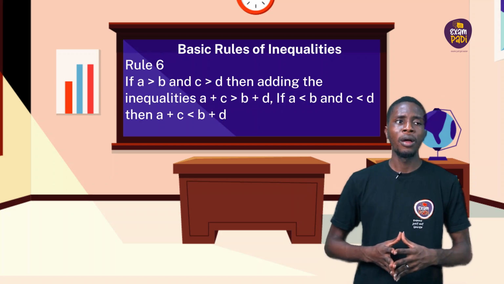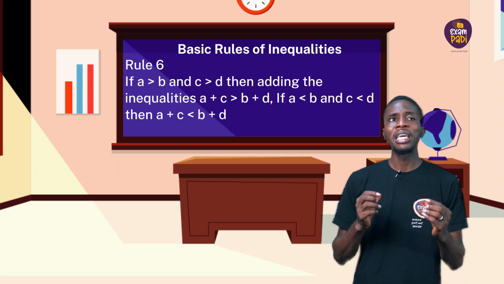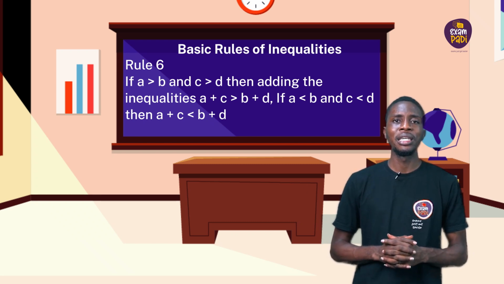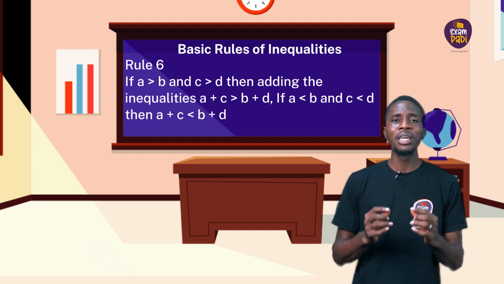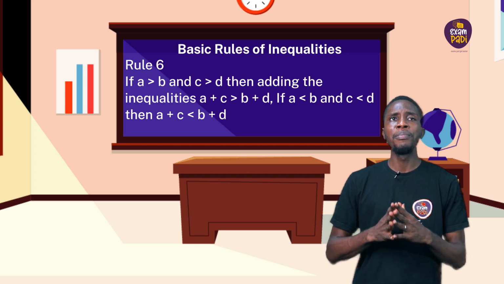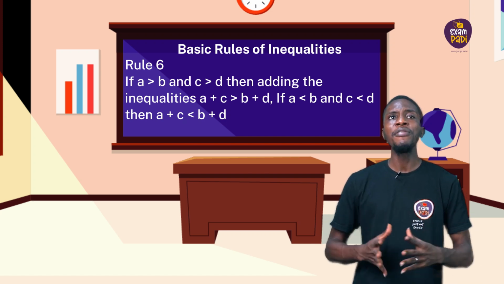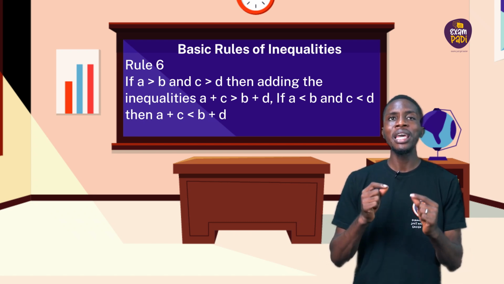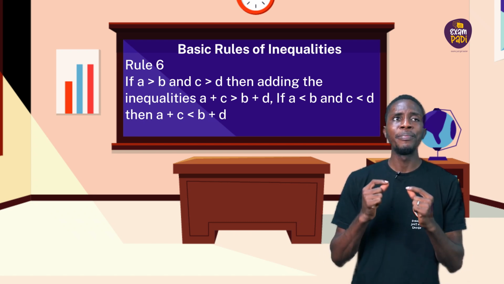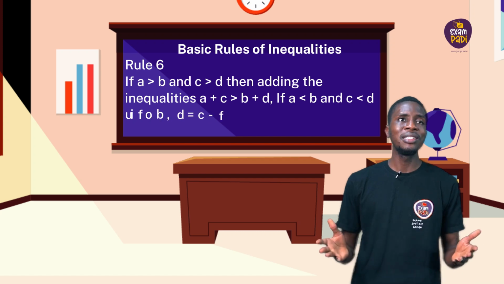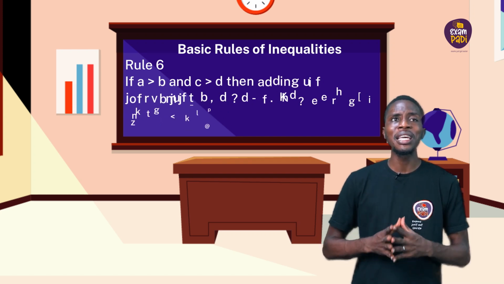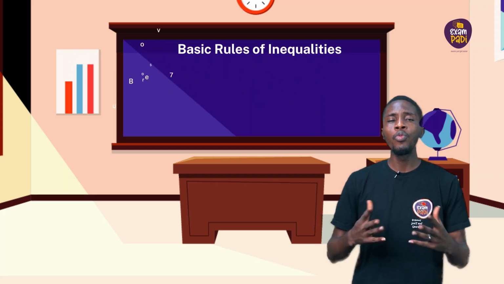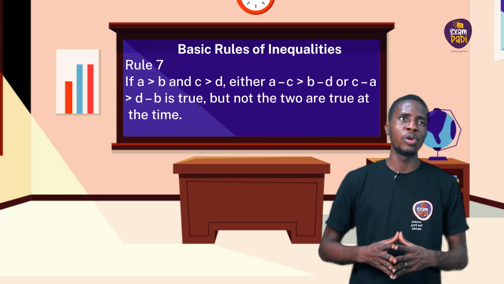Rule number 6. If A is greater than B and C is greater than D, then adding the inequalities, A plus C is greater than B plus D. If A is less than B and C is less than D, then A plus C is less than B plus D. That is, inequalities having the same sign can be added side by side to each other without changing the sign of the inequalities.